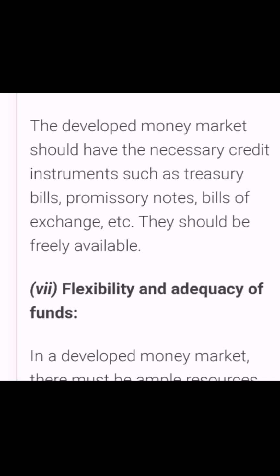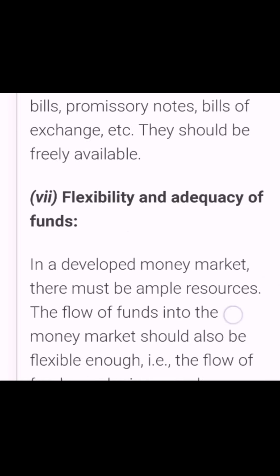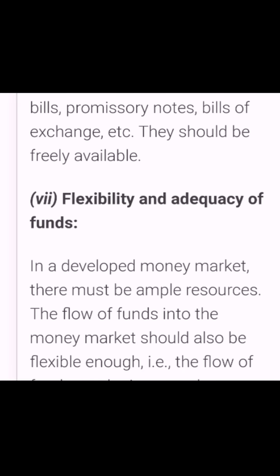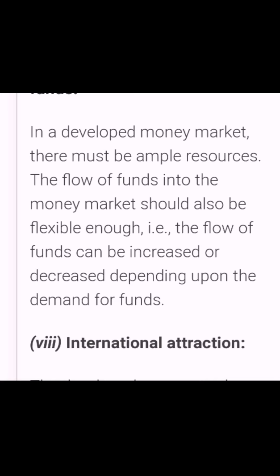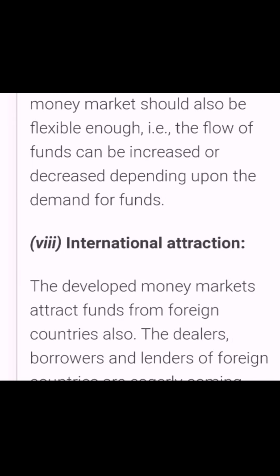6. Availability of proper credit instruments. The developed money market should have the necessary credit instruments such as treasury bills, promissory notes, bills of exchange, etc. They should be freely available. 7. Flexibility and adequacy of funds. In a developed money market, there must be ample resources. The flow of funds into the money market should also be flexible enough. For example, the flow of funds can be increased or decreased depending upon the demand for funds.